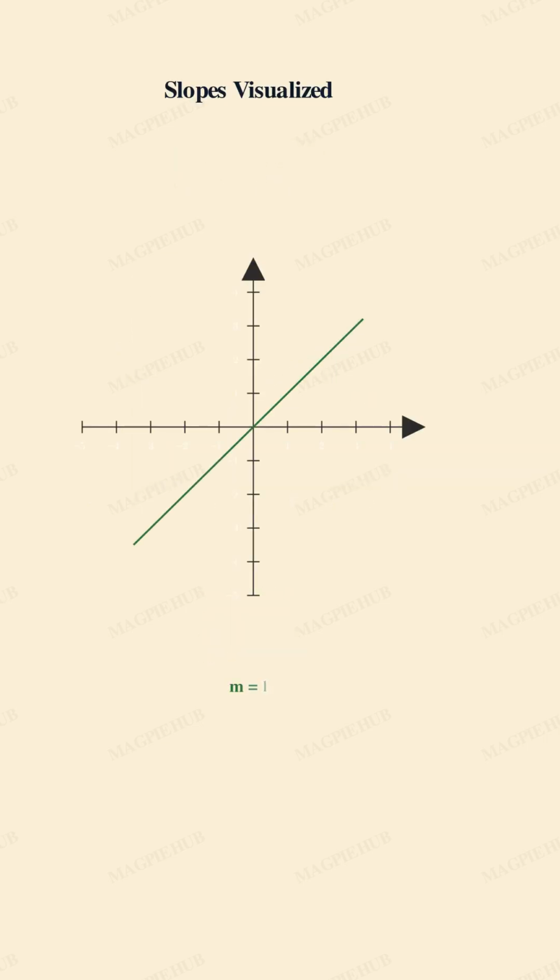Let's see slopes visually. A line with slope 1 rises at 45 degrees. Slope 2 is steeper. Slope 1/2 is gentler. Slope -1 goes downward at 45 degrees. Horizontal line has slope 0. Vertical line has undefined slope. Notice, as the slope increases from 0, the line tilts more and more upward.